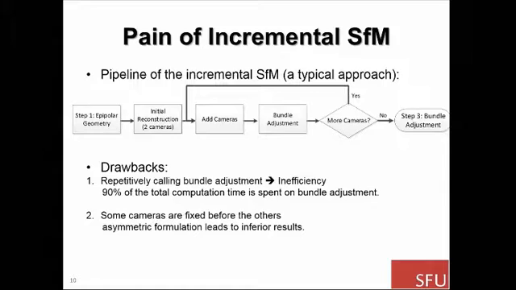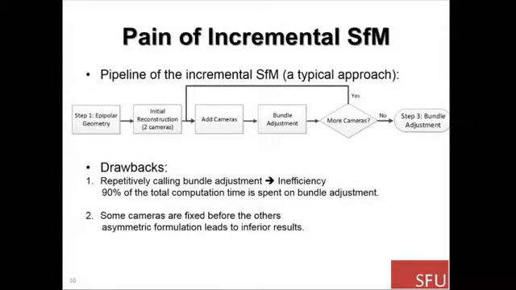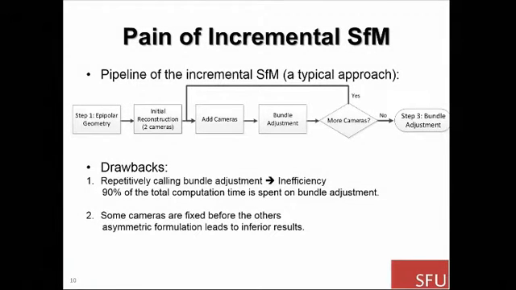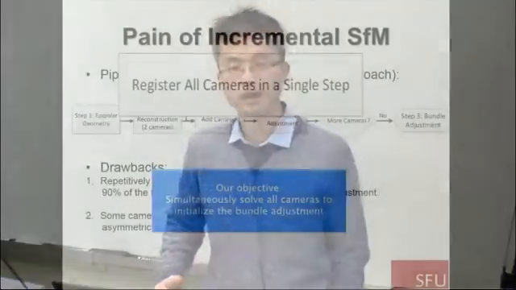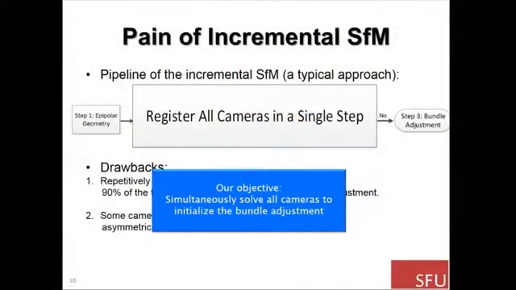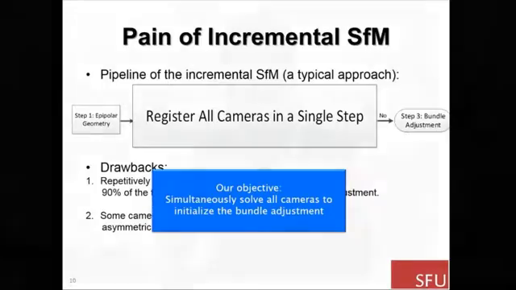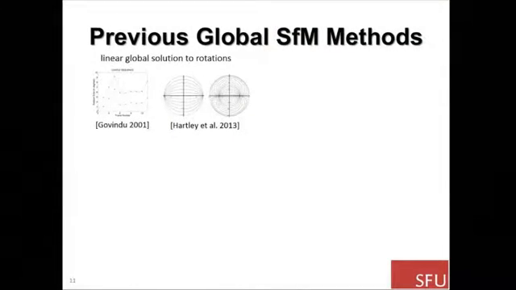And secondly, if we look at the problem from the point of view of optimization, this incremental approach actually fixes some of the cameras before it solves the other cameras. So this kind of asymmetric formulation usually leads to inferior results. So what we want to do is to solve all cameras simultaneously to initialize the bundle adjustment. If we can do so, the structure from motion pipeline is going to be significantly simplified to have just these three clearly defined steps. And this approach is known as global structure from motion.